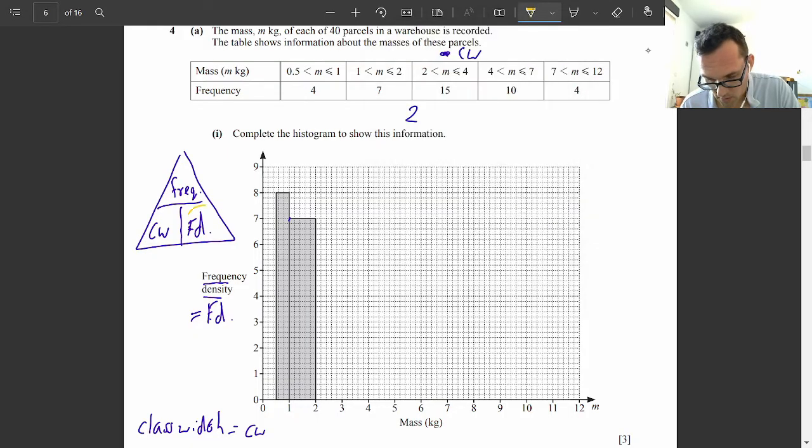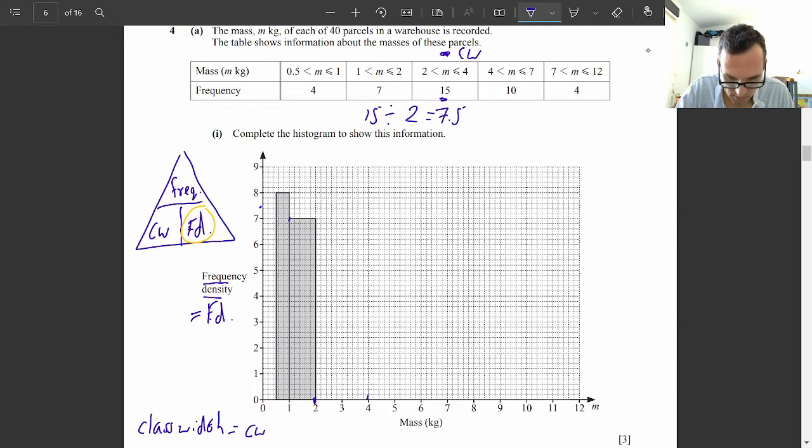Okay, we want to work out the frequency density. So we need to do frequency divided by class width. In that case, we are going to do the frequency 15 divided by the class width. So that gives us 7.5. So our second bar goes from 2 to 4, and it goes up to 7.5.